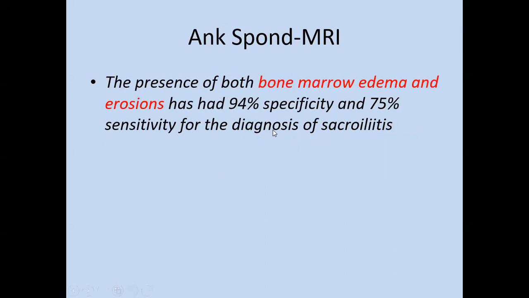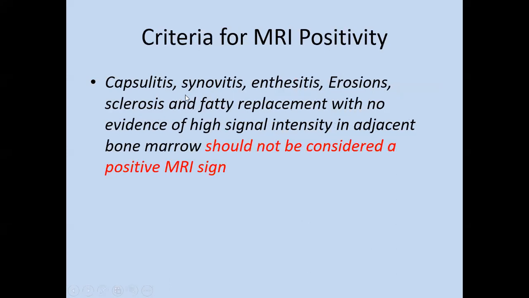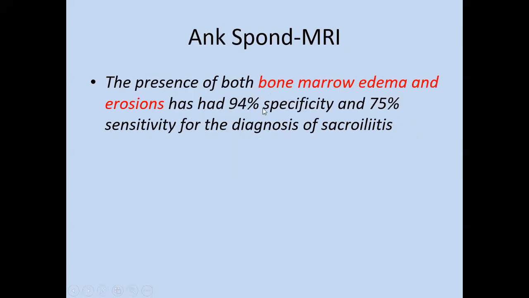And again, it goes back to the specificity of that bone marrow edema. The bone marrow edema has higher specificity than all the other ones, the capsulitis, synovitis, and enthesitis. The only imaging feature that has high specificity is the bone marrow edema.